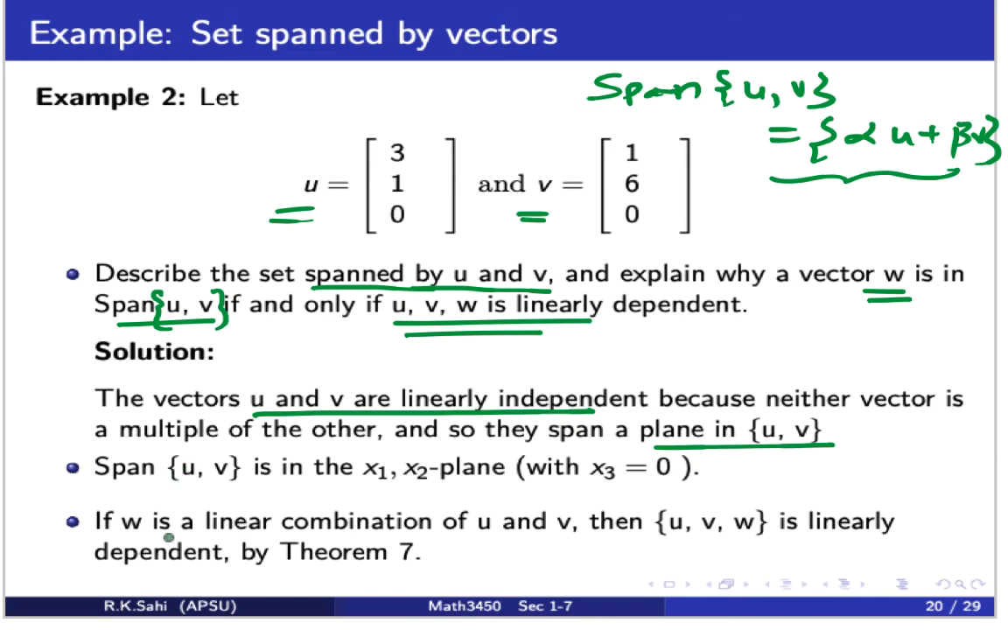Now, to describe the set spanned by the two vectors, it is going to be a plane in u and v. So basically it's going to be like this. Look at it in a figure. So it's going to be a plane. That's it. All possible combinations of u and v. That's it. It's a simple plane, guys.